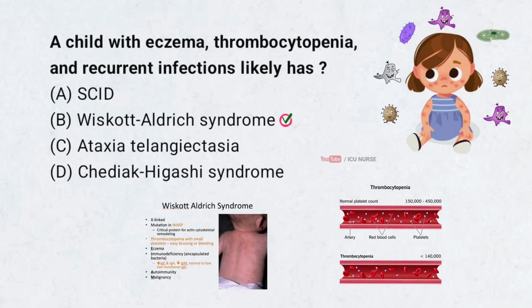Wiskott-Aldrich syndrome is a rare X-linked genetic disorder characterized by a triad of symptoms: eczema, thrombocytopenia, and recurrent infections. It is caused by a mutation in the WAS gene, which plays a crucial role in immune cell function.